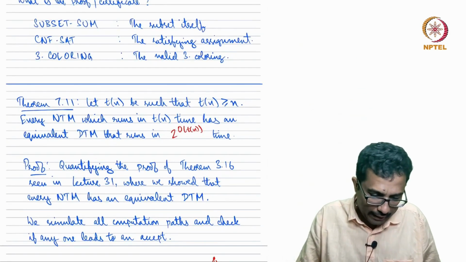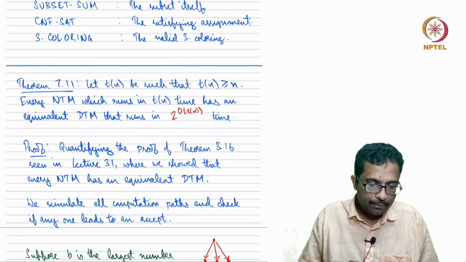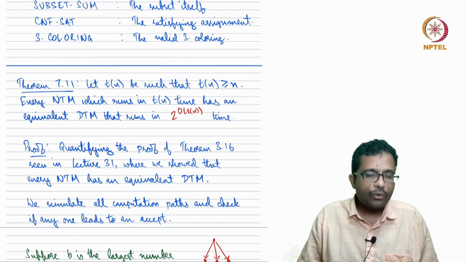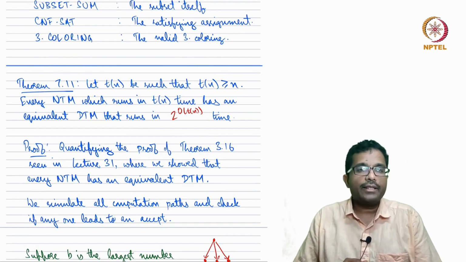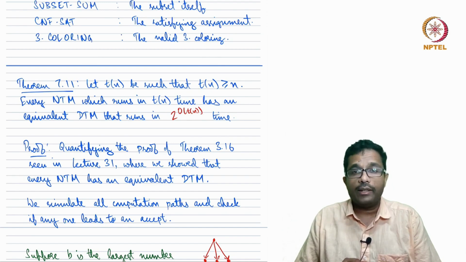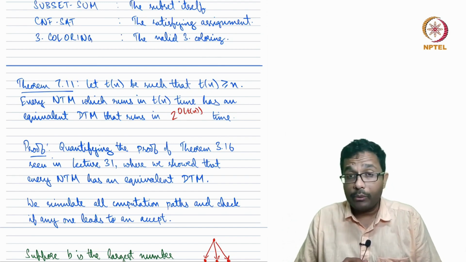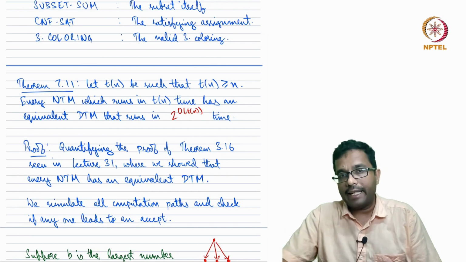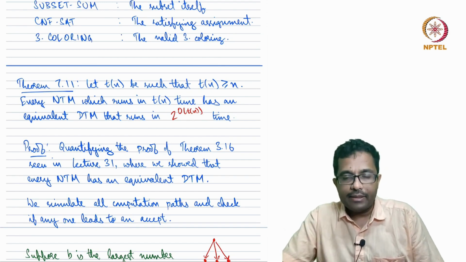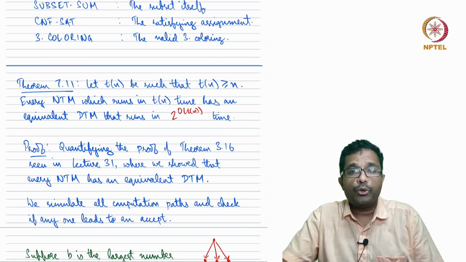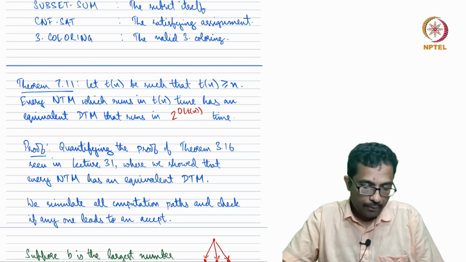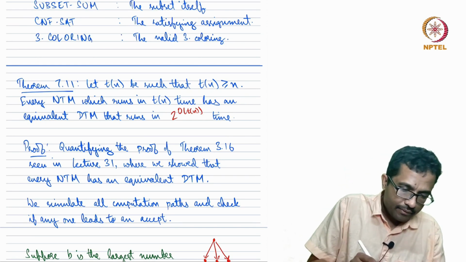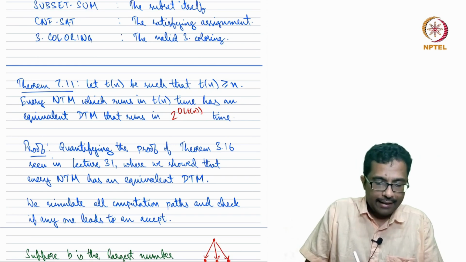Now I want to quickly state and explain the proof of the fact that, as you may recall, in chapter 3 we said that every non-deterministic Turing machine has an equivalent deterministic Turing machine. Now that we are bothered about the time it takes, one question we can ask is: how much time does it take for a deterministic Turing machine to simulate a non-deterministic Turing machine?